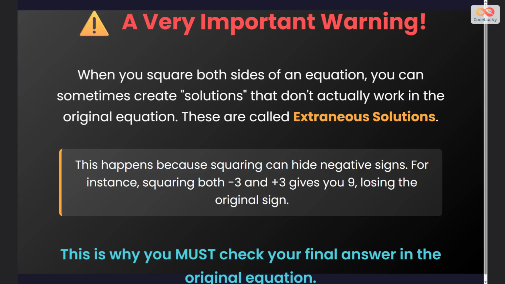Before we go further, I have a critical warning. When you square both sides of an equation, you can accidentally create solutions that don't actually work. These are known as extraneous solutions. This happens because squaring a negative number gives a positive result, which can hide information from the original equation. This is why you must always check your answer.